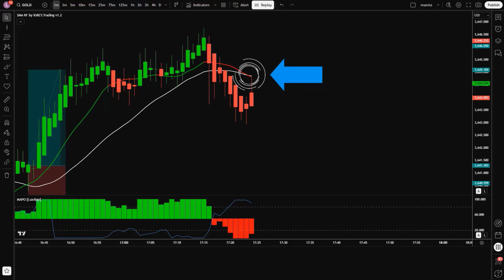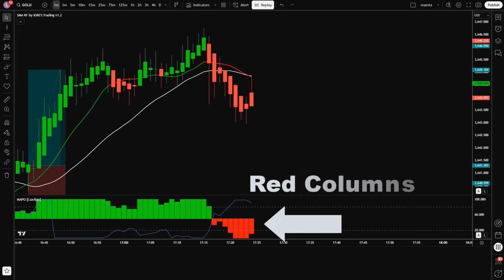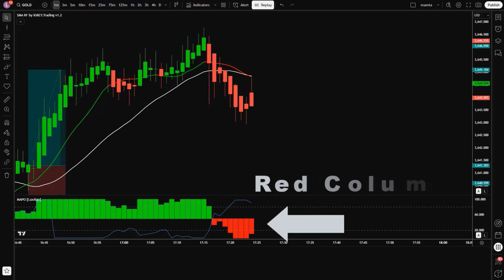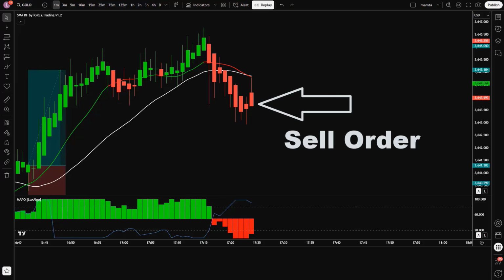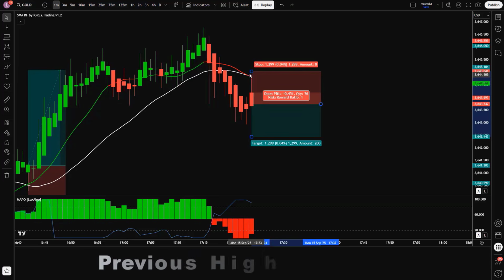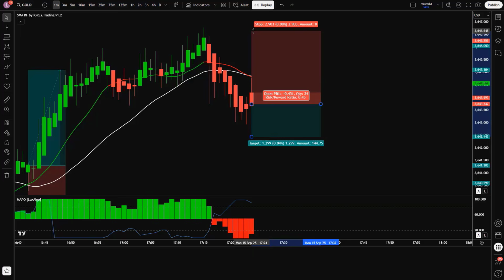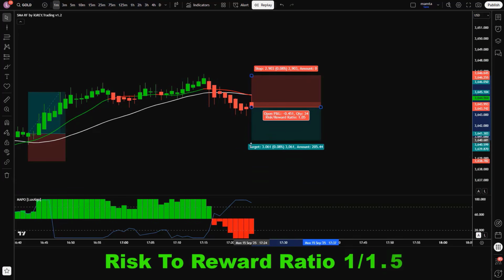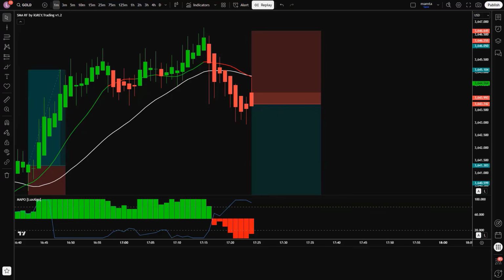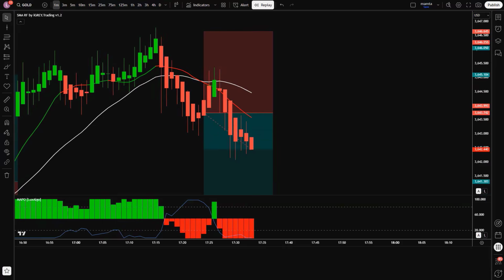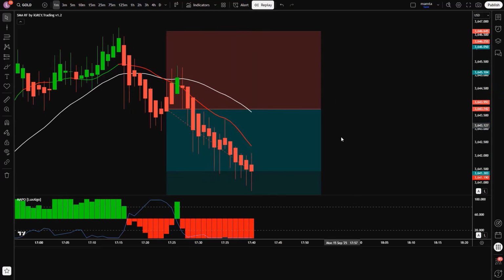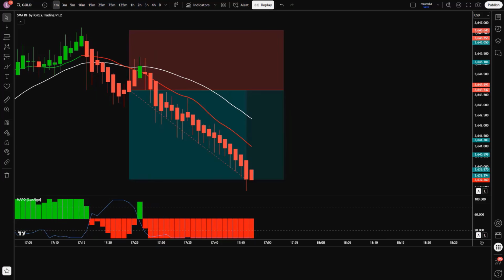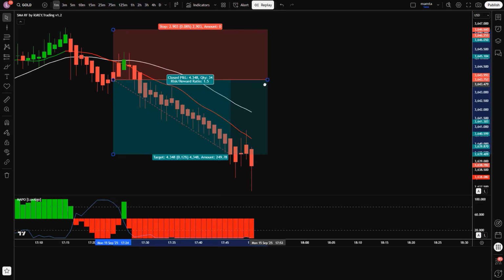Here the simple moving average indicator's MA line and regime MA line were crossed. Here the moving averages proximity oscillator indicator shows red color columns. Here the market forms a bearish candle. So all our conditions are fulfilled, and we will place a sell order. Our stop loss is the previous high of the market, and the risk to reward ratio will be 1:1.5. Let's see what happens to our trade. Our trade is running in profit. The market has completely hit the target. Let's find the next trade.